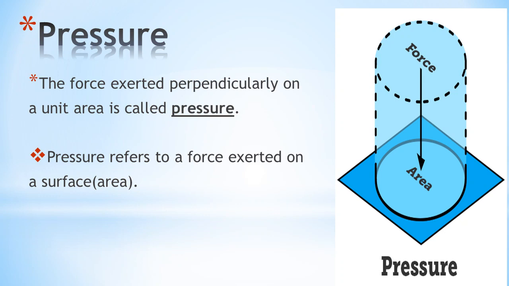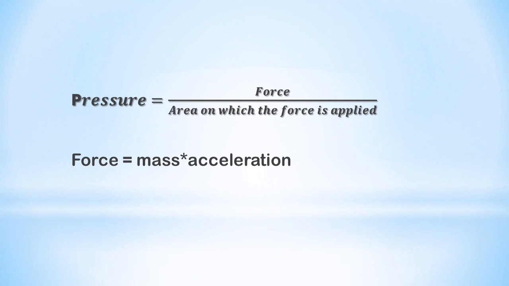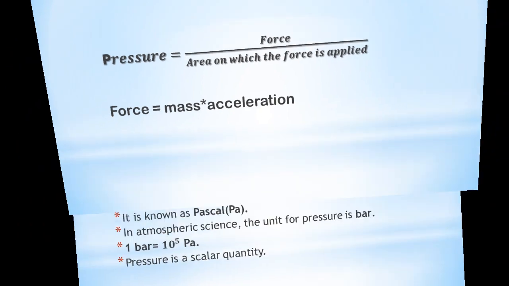Now students, force is the effect caused by the interaction of two objects which tries to change the state of the object, push or pull. This is a force. Now what is a pressure? Pressure is a force acting on an object. Now let's see the formula for pressure. Pressure is equal to force upon the area on which the force is applied. Now we have the formula for force also, that is force is equal to mass into acceleration.